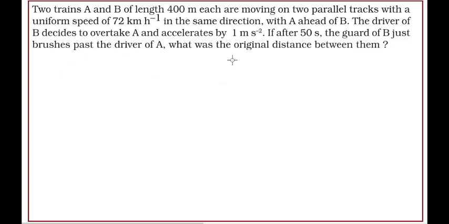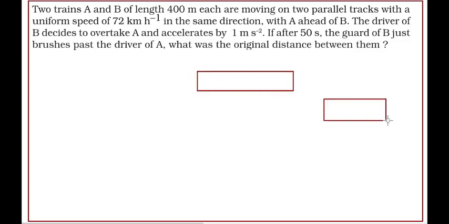What is given? Which train is ahead? A is ahead of B, so B is following A. Now there is a driver and a guard in every train, that you should know. The driver is in the front and the guard is in the back. So there is one train here, and there is the other train following that one.